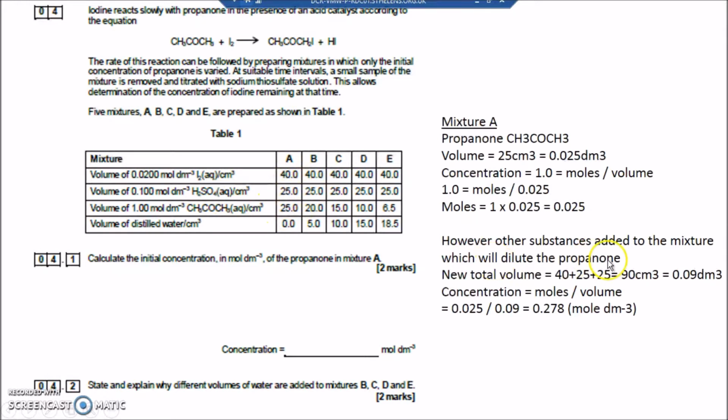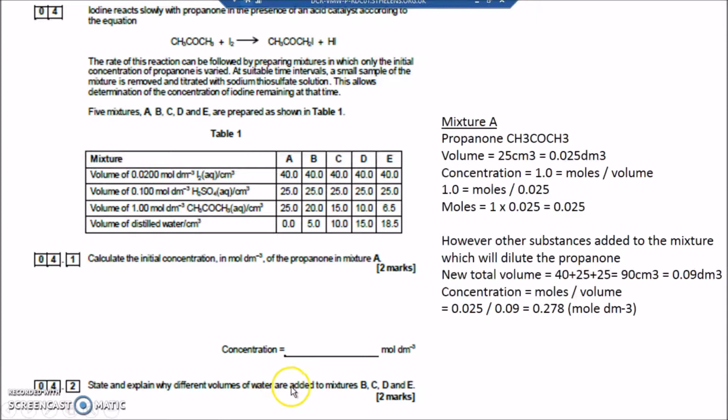However, I'm mixed with other things. So I've got that number of moles, but my total volume is 40 add 25, that's 90. So I've got 90 centimeter cubed in total, and that's what it wants me to work out. What's the concentration in the whole total amount? Well, 90 centimeter cubed into larger decimeter cubed, you divide by 1,000, so that's 0.09. Concentration equals moles divided by volume. We know that, so 0.025, which is the number of moles, divided by the volume, 0.09. The concentration equals 0.278.